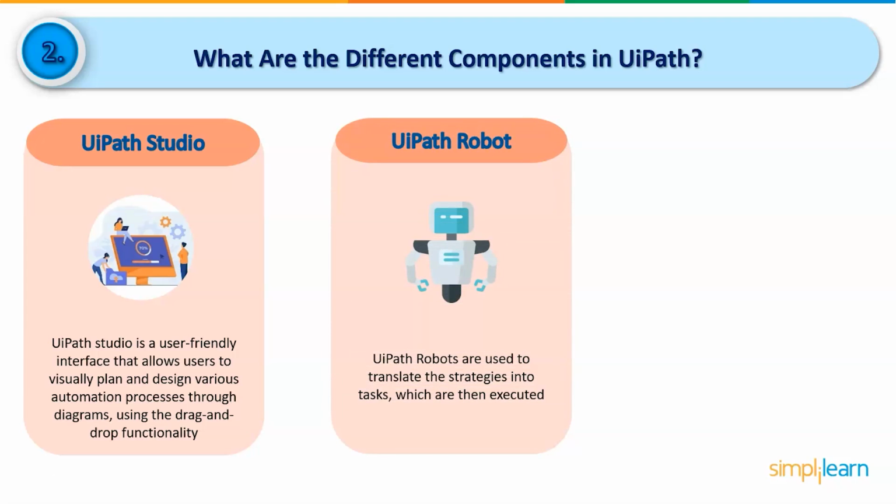UiPath Robot. After you have built your process in the UiPath Studio, the next move is to put it into action. UiPath robots are used to translate the strategies into tasks which are then executed. These robots are used to assign various tasks and carry them out in the same manner as humans but without human interference. When a given operation occurs on the computer, they program UiPath robots to begin executing tasks automatically.